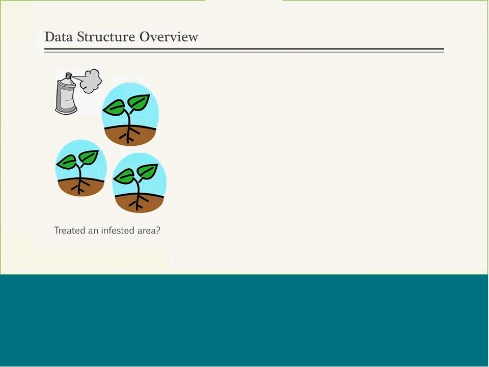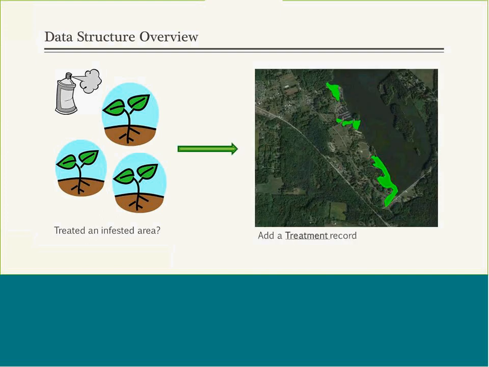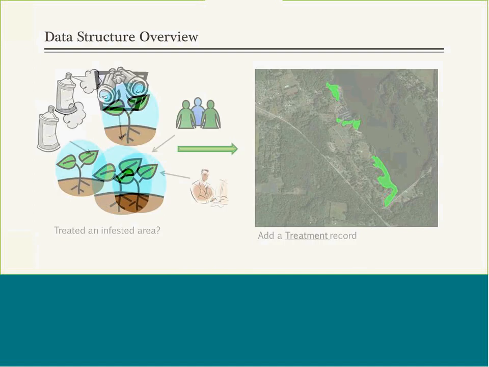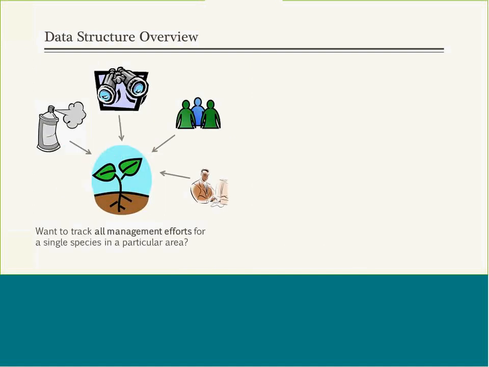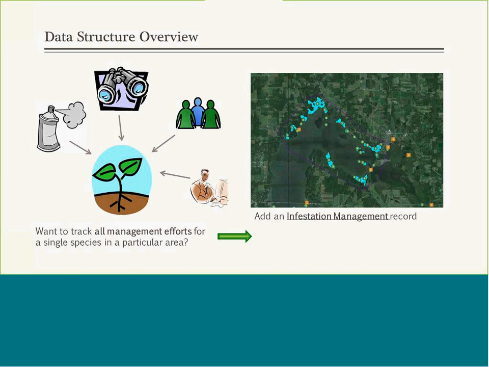If you treated an infested area, this would be a treatment record. And lastly, if you wanted to track all management efforts that were related to a particular species in a certain area, this is what we are using to catalog. It's called an infestation management record. So altogether, there's 5 data types. We will be going into detail about each one, but that's just a basic overview.